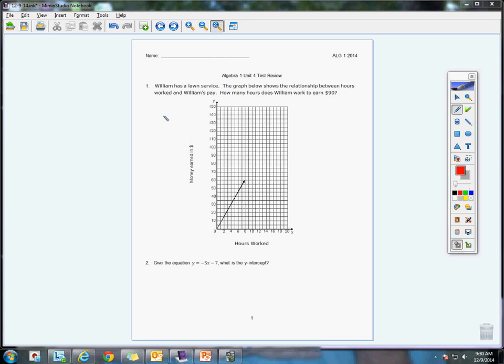Alright, so we're going to go over the Unit 4 test review, the one that we did in class. Number 1 says, William has a lawn service. The graph below shows the relationship between hours worked and William's pay. How many hours does William work to earn $90?